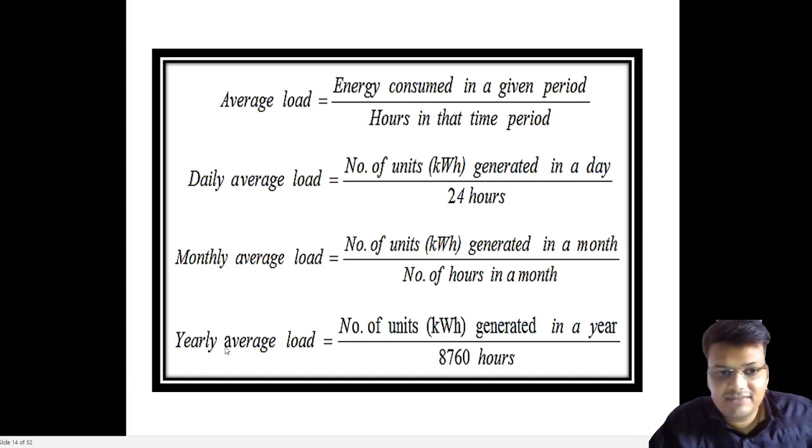If it is a yearly load curve, the hours are generally not given in the question because it is a very simple value, that is 8760. If they ask for the yearly average load, you have to divide by 8760 hours.